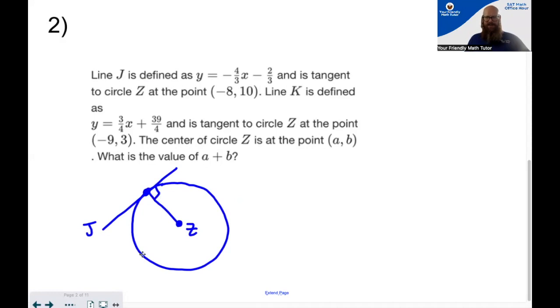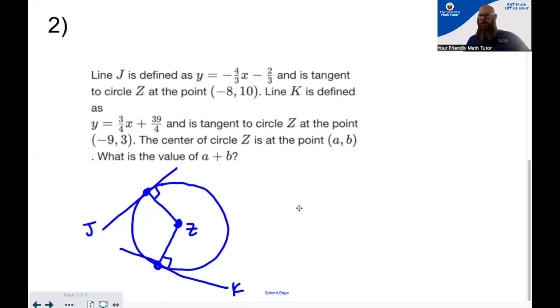All right. And then let's just say line K. Again, it doesn't really matter where these are. Let's call this line K. That would also be perpendicular to the radius. So basically, what ends up happening is you end up with the idea that we have to find the perpendicular to this line and the perpendicular to this line, and they intersect at the center of the circle.